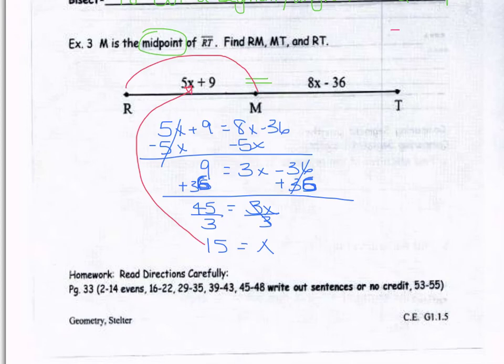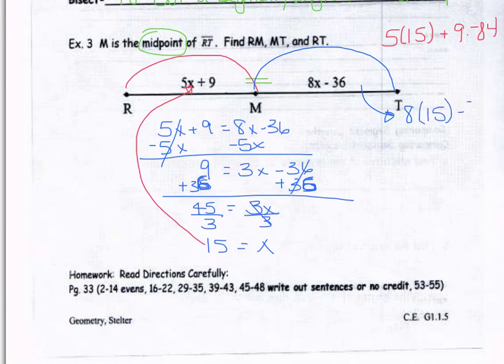So I end up getting 5 times 15 plus 9. If I do all that, I'll end up with 84. Now here's the thing. You know that technically MT should also be 84, but it's not going to hurt anybody if you double check, because maybe if it's not, then you did something wrong. So just for the sake of checking, I'm going to do 8 times the 15, because that's what x is, minus 36, and I get 84. So I'm good to go, but it doesn't hurt to check.